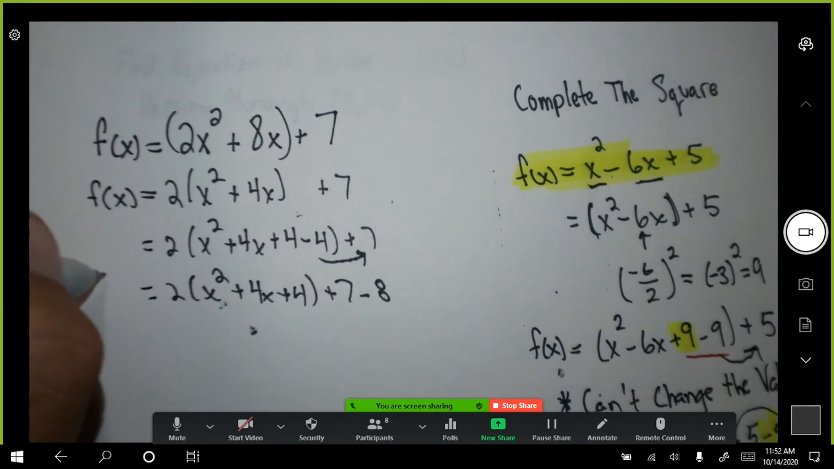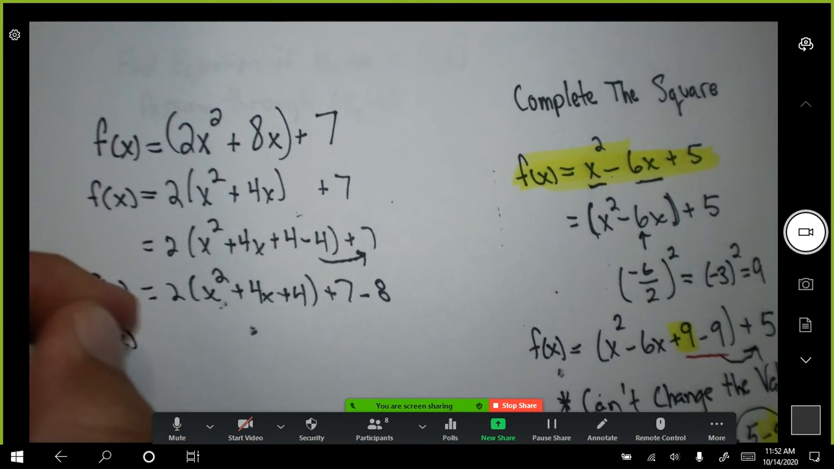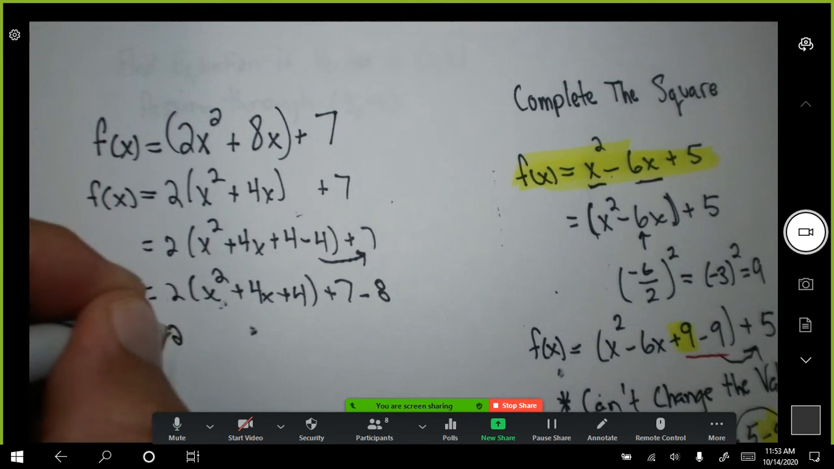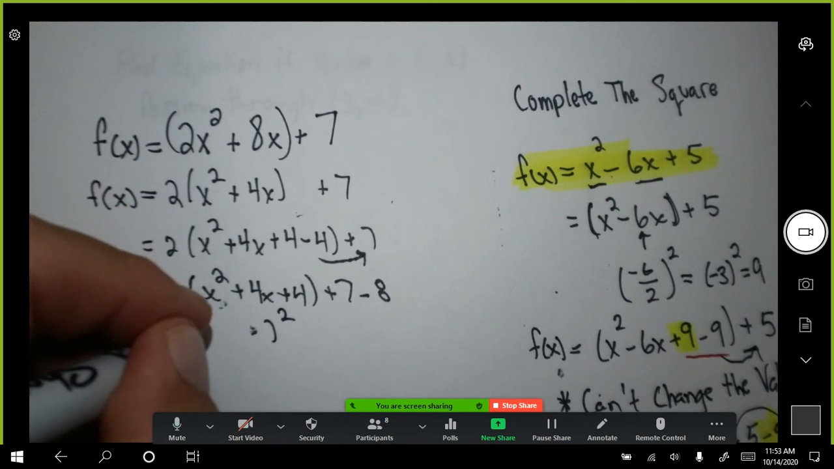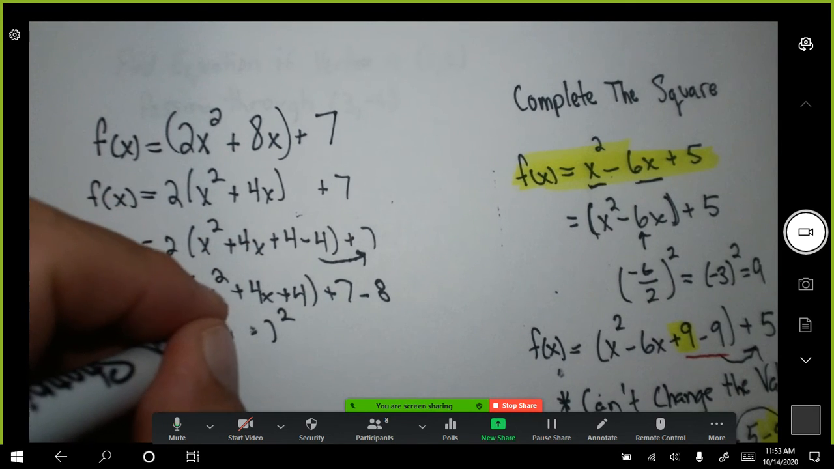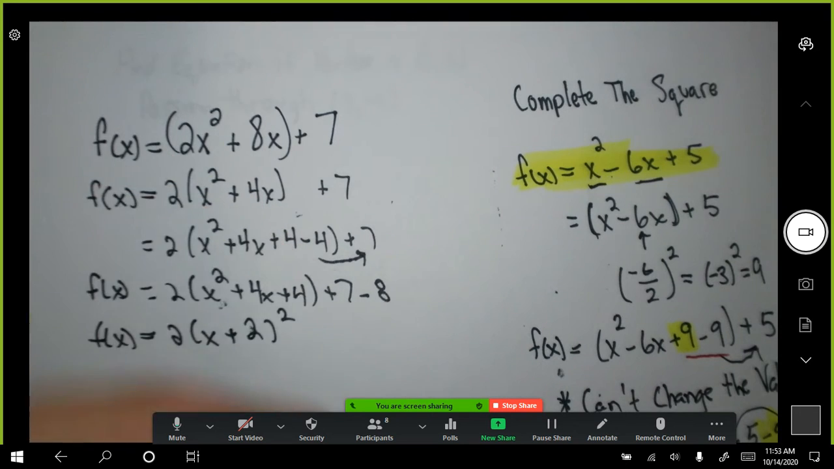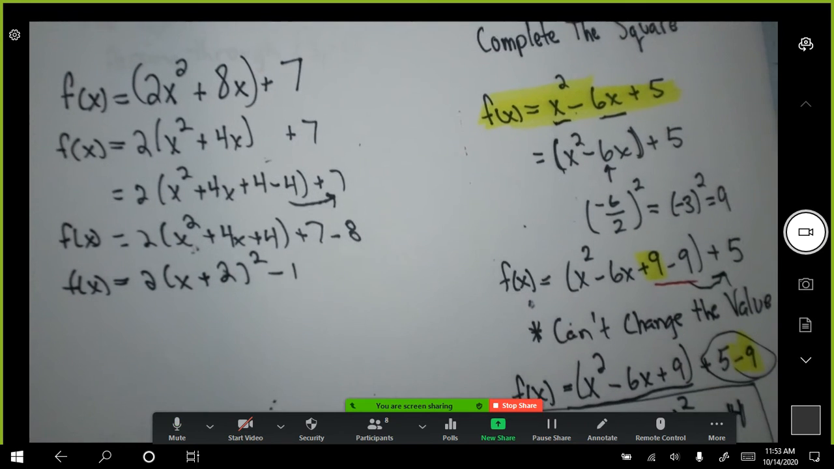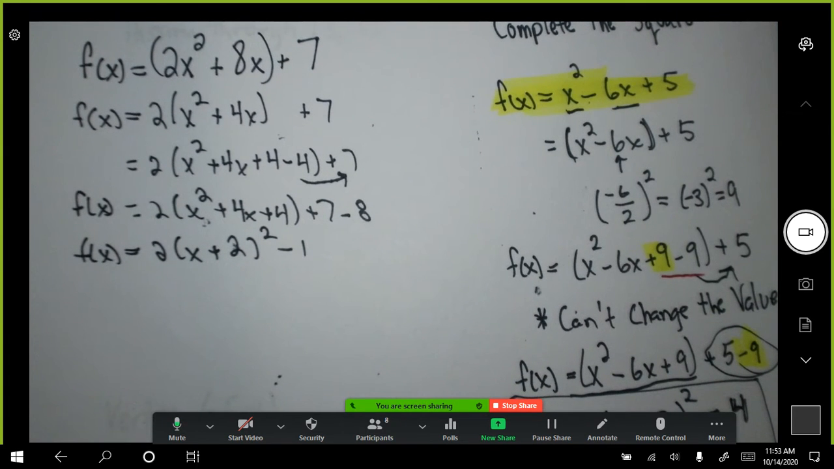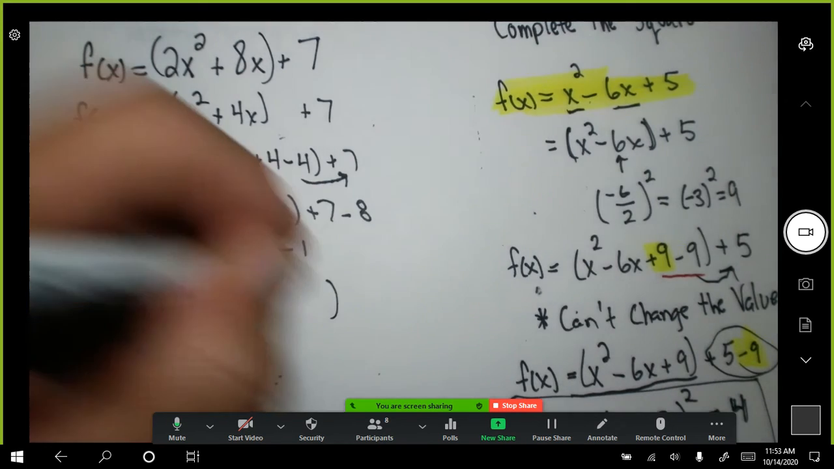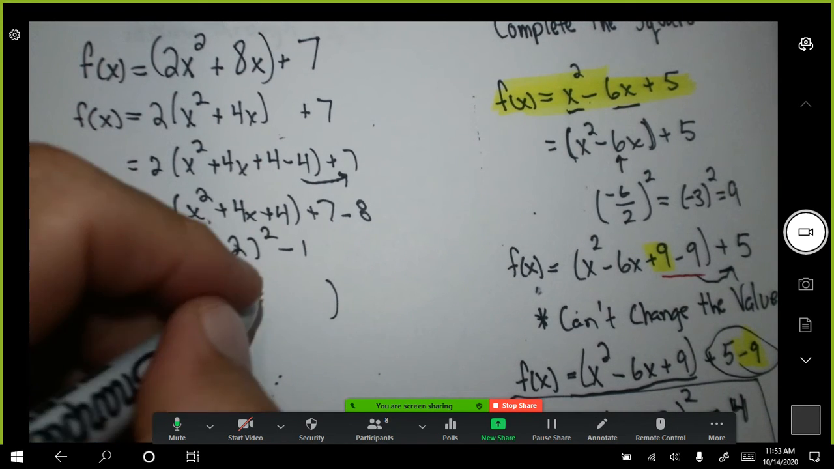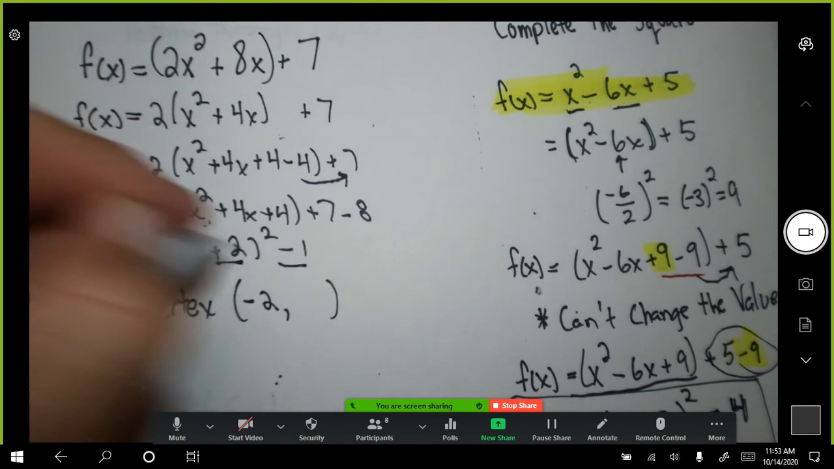All right, now I just want to clean it up a little bit. So this is going to be 2, and then x plus half of that middle number, 2, squared. And then 7 minus 8 is negative 1. So now this is in standard form. I know now what the vertex is. The vertex is the opposite of h, so that's negative 2, k right there.